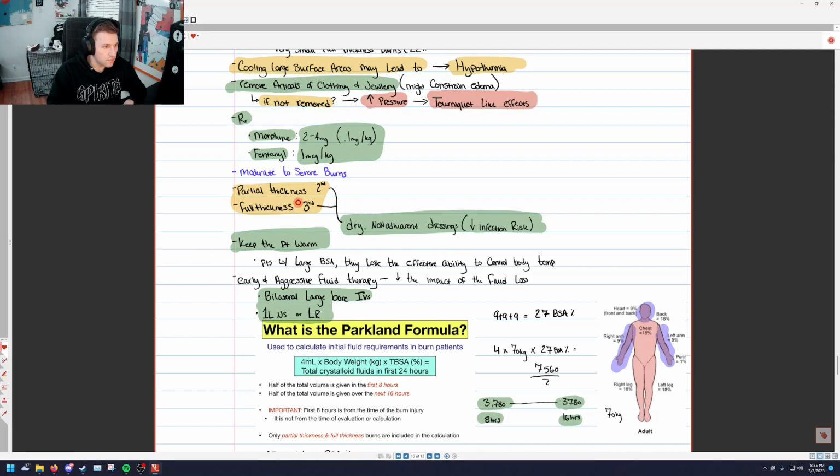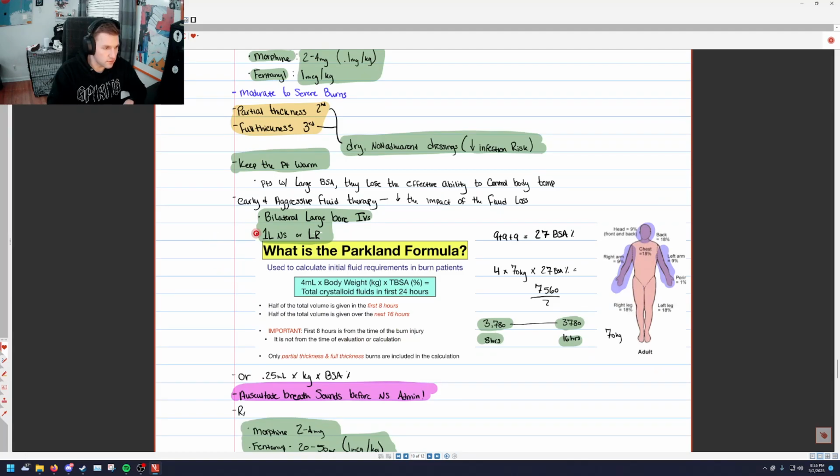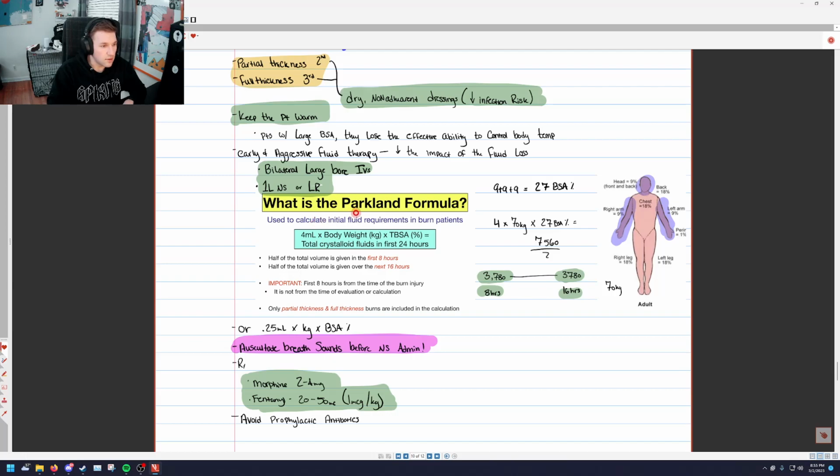Here we go. Second and third degree, dry dressing. Just do infection control. Keep them warm. High flow too. Bilateral large bore IVs. Run some fluids. And here we have our Parkland formula. I'm sure we went over this plenty of times, but 4 ml times your body weight times your body surface area, and then you'll get your full dosage here. Divide that by 2, and then you'll have one half that goes in over 8 hours and one over 16.